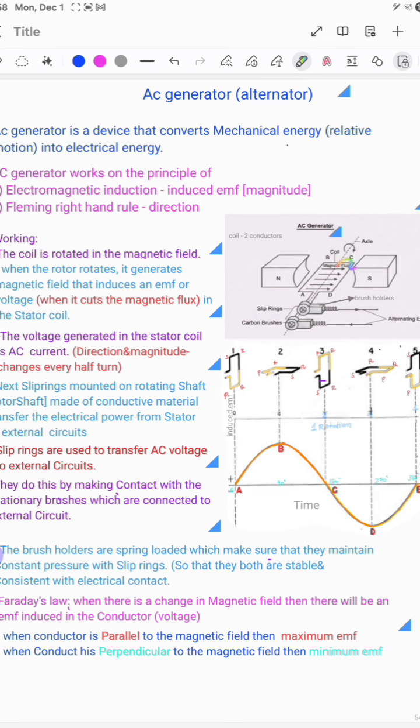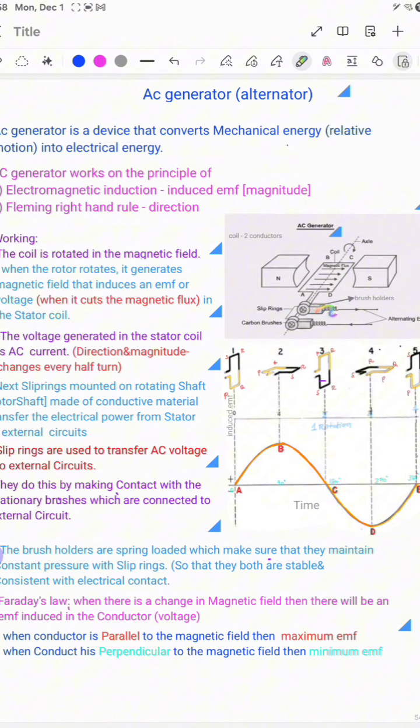Here current is produced. Next it passes through the slip rings. Slip rings are mounted on the rotating shaft. It is also a conductive material. It is a rotating shaft. So from there, how is it passed through?